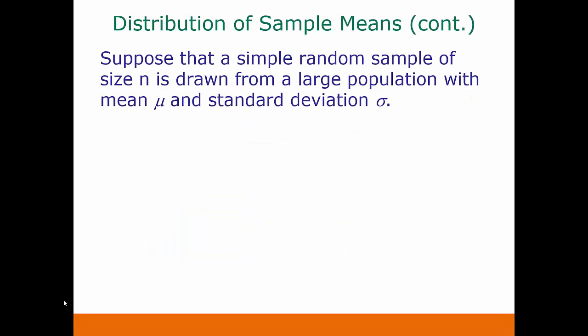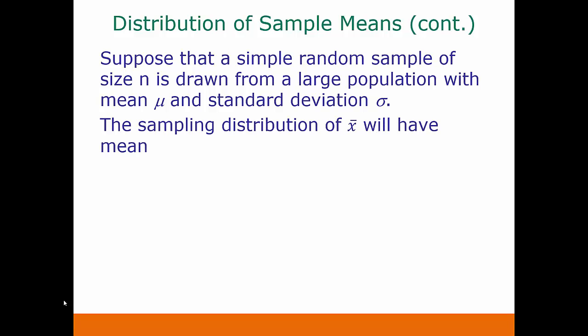So suppose that a simple random sample of size n is drawn from a large population with mean, mu, and standard deviation sigma. The sampling distribution of x bar, which is the sample mean, will have a mean that's equal to the original population mean mu. Notice the notation here. We have the symbol for the mean, which is mu, with a subscript of the sample mean x bar.